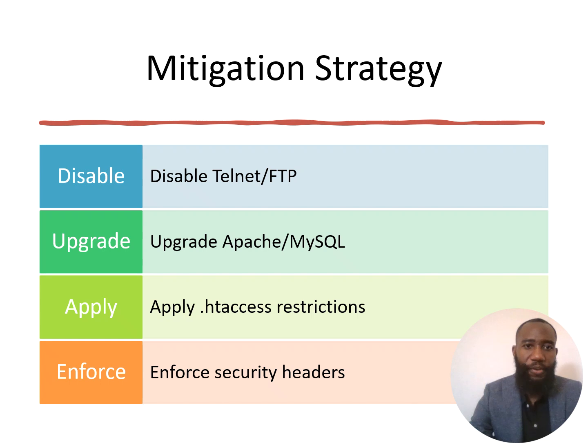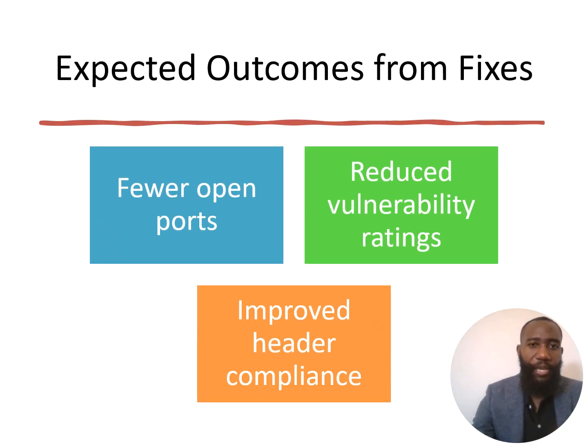The strategy focuses first on eliminating the biggest risks. Disabling Telnet and FTP closes insecure entry points, updating software patches known vulnerabilities, and using .htaccess to limit access to phpMyAdmin will reduce the attack surface. After implementing these changes, we expected to see fewer critical alerts in scanning tools, confirmation that vulnerable ports are closed, and improved header configurations in Nikto and ZAP reports.